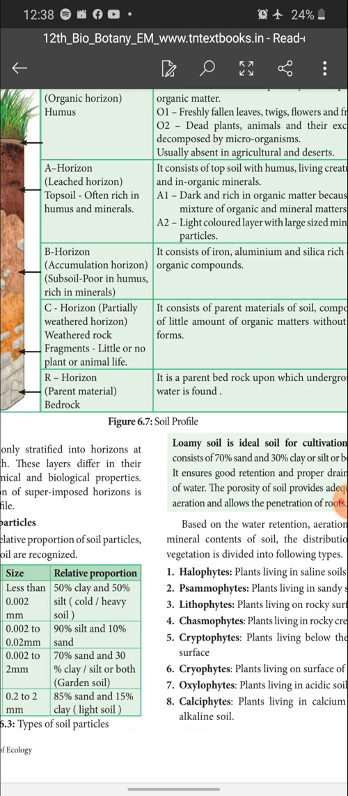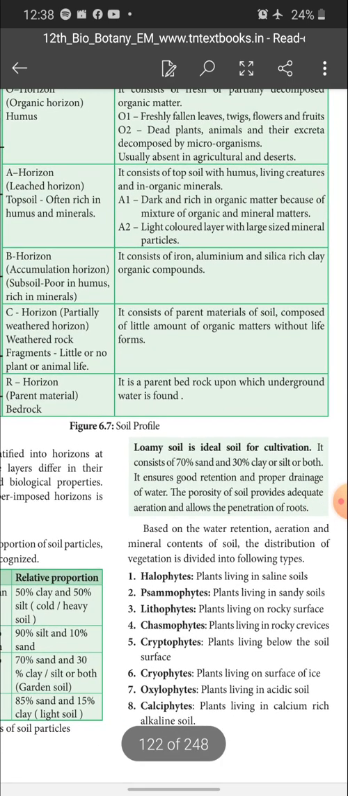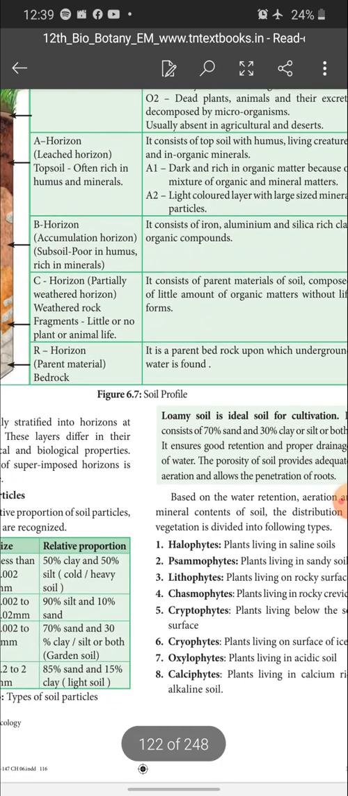Next, C horizon, the partially weathered horizon, with weathered rock fragments. Little or no plant or animal life is present in the C horizon. It consists of the parent material of soil composed of a little amount of organic matter without life forms. Next, R horizon, it is the parent bedrock, upon which underground water is found.